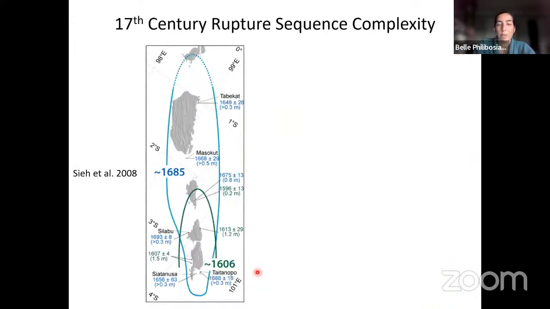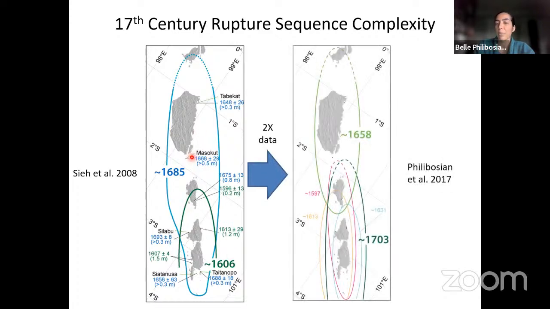And if any of you are familiar with the Science paper published in 2008, there were only 2 events interpreted at that time, but this was based on a much smaller data set than what we have now. We now have 2 times the data, and based on that, we know that there were at least 5 events as part of this sequence.